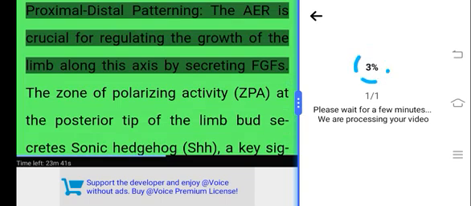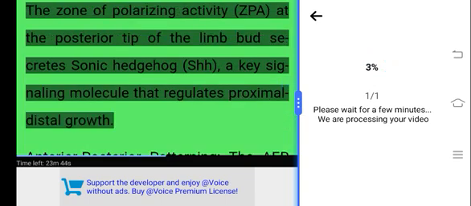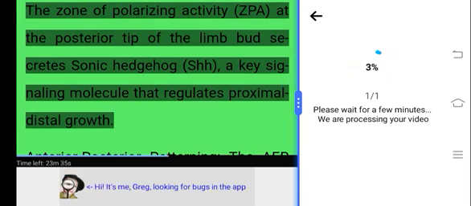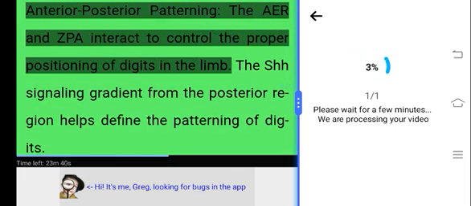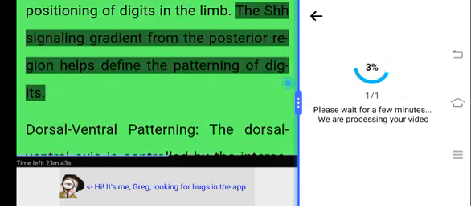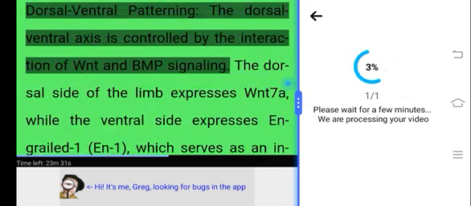Proximal-distal patterning. The AER is crucial for regulating the growth of the limb along this axis by secreting FGFs. The zone of polarizing activity, ZPA, at the posterior tip of the limb bud secretes sonic hedgehog, a key signaling molecule that regulates proximal-distal growth. Anterior-posterior patterning. The AER and ZPA interact to control the proper positioning of digits in the limb. The SHH signaling gradient from the posterior region helps define the patterning of digits.